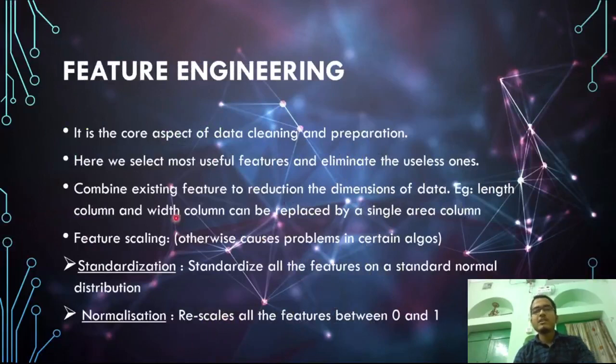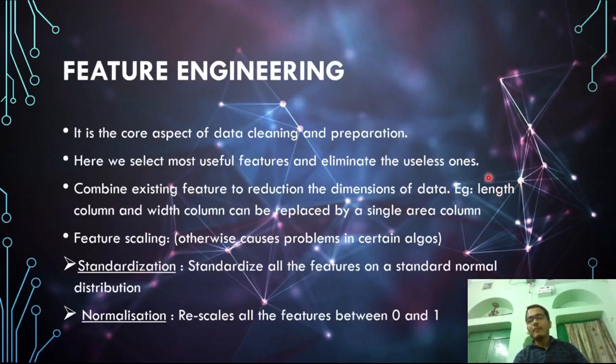So feature engineering, in the sense working with these features and understanding which row, which column is useless, is the core aspect of data cleaning and preparation. Here we select the most useful features and eliminate the useless ones. We can also combine existing features to reduce the dimensions of data. Example, length and width columns can be replaced by a single area column.